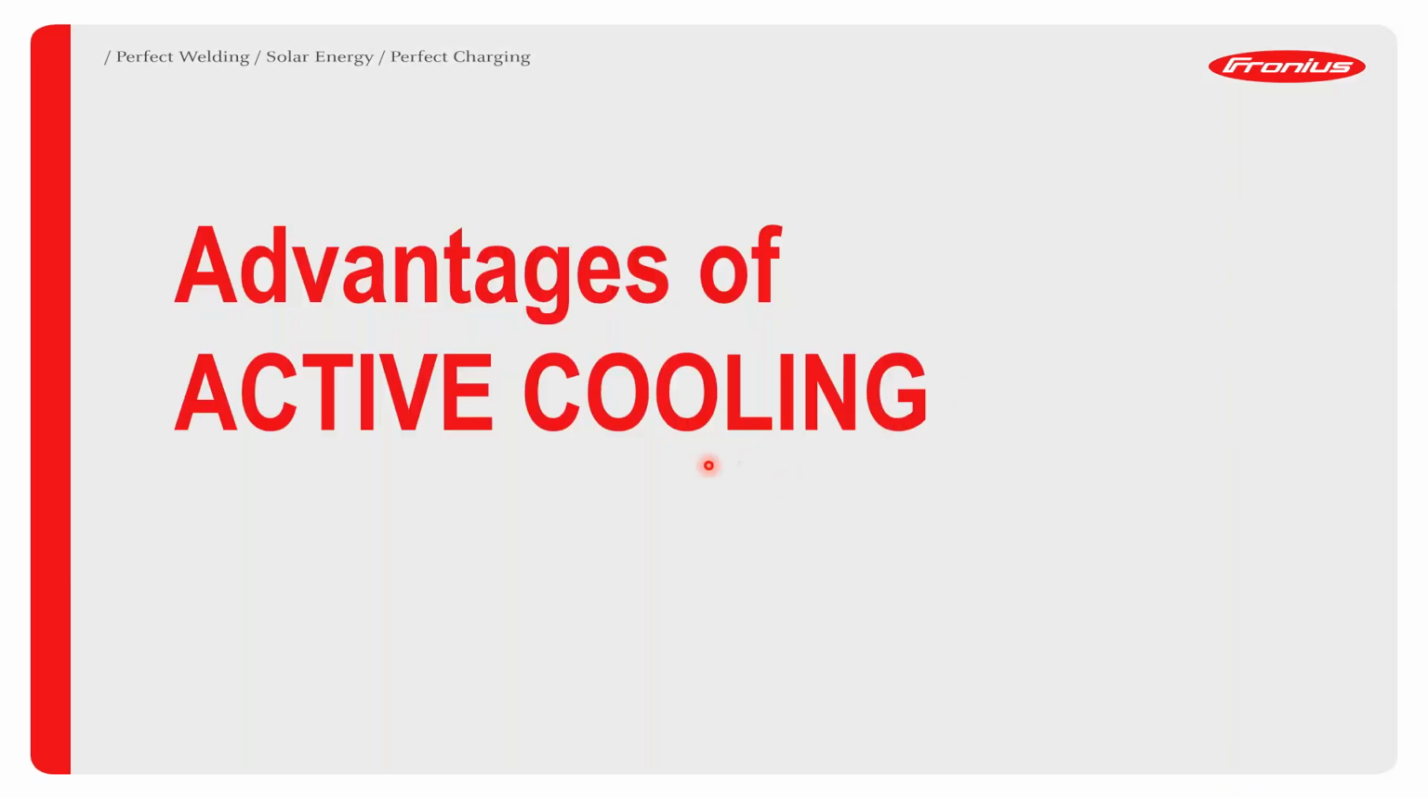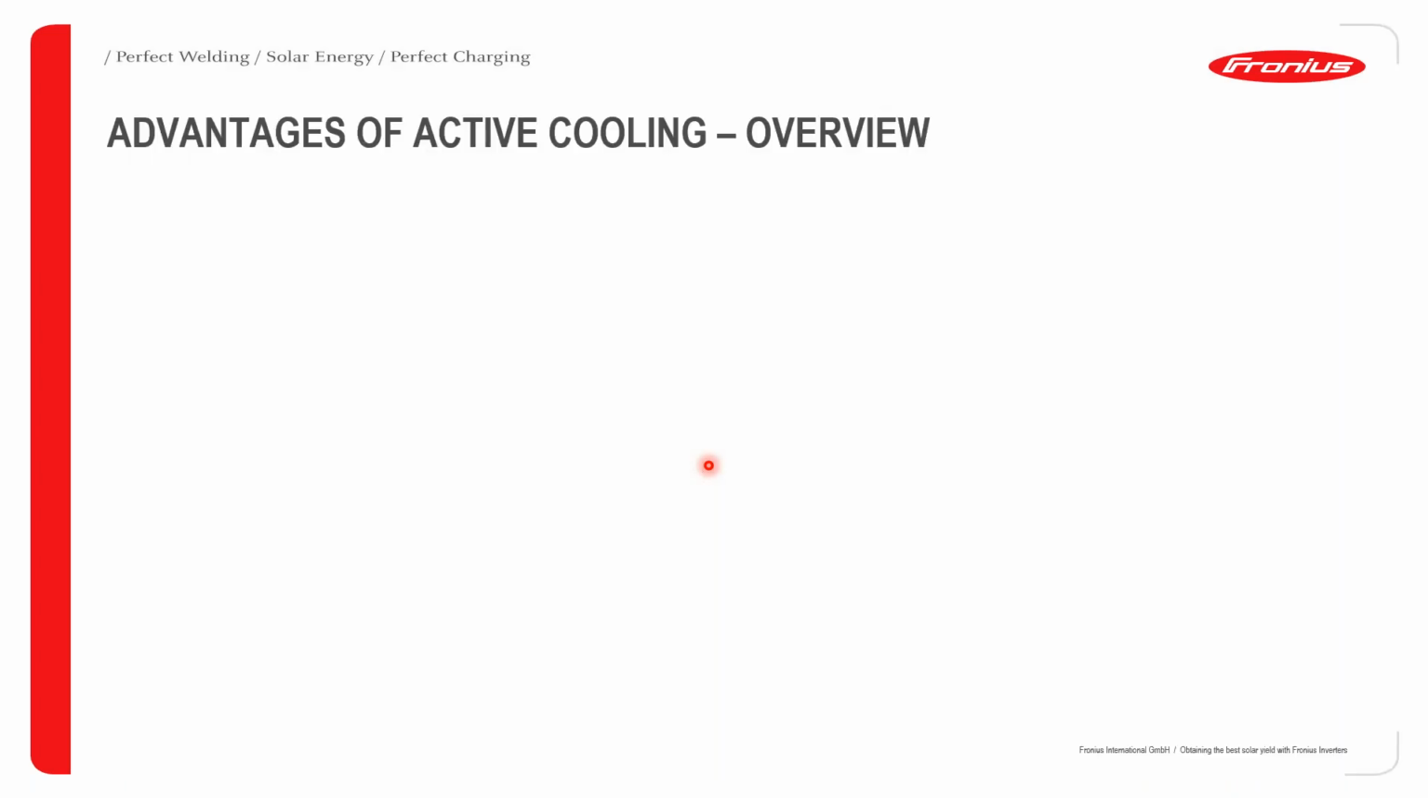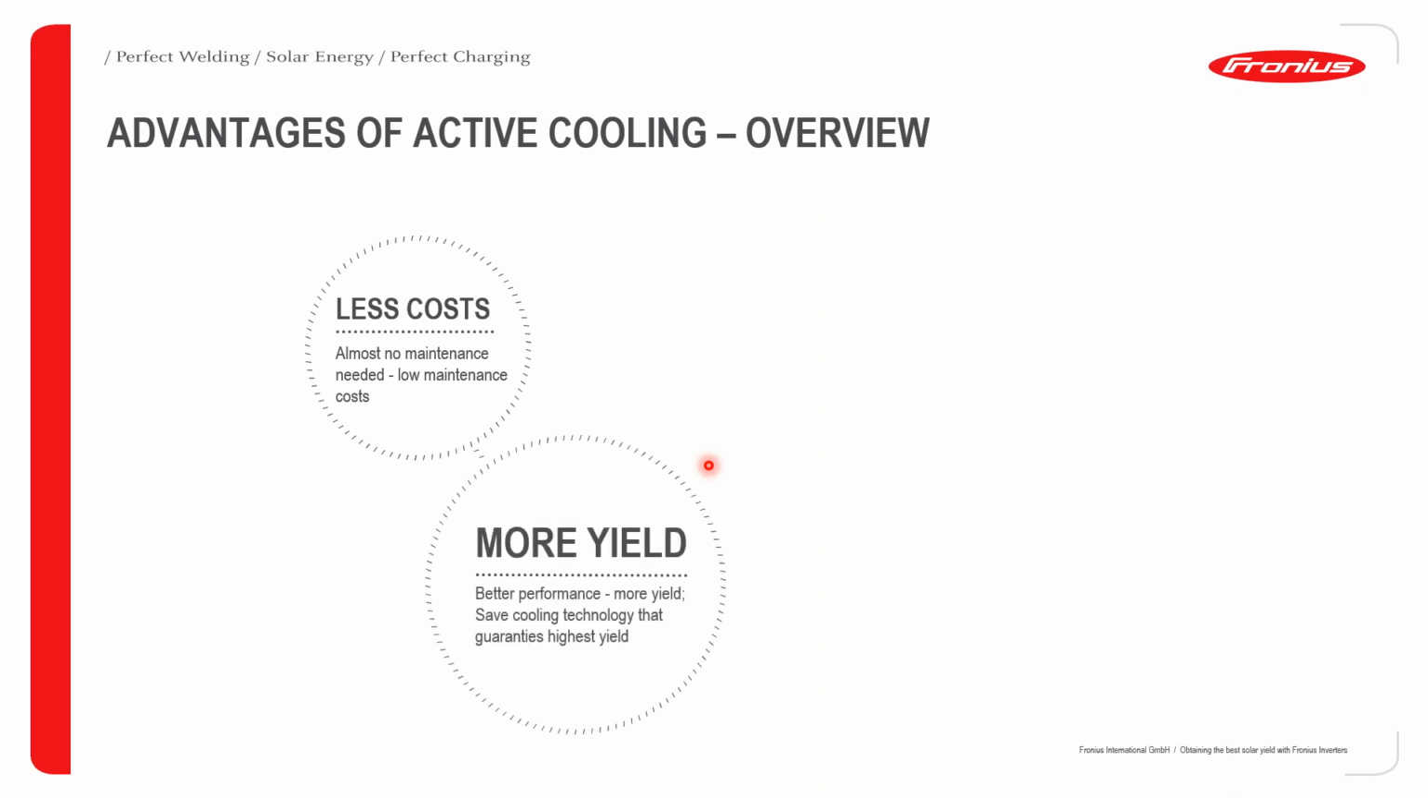So the advantage of active cooling would mean that you have less costs in terms of maintenance. If you have a passively cooled device, you have to account for and put into operation preventive maintenance, especially to clean out the heatsink as dust accumulates over a period of time. With active cooling, you have more yield, so you have better performance, and this guarantees you the highest yield from the inverter.